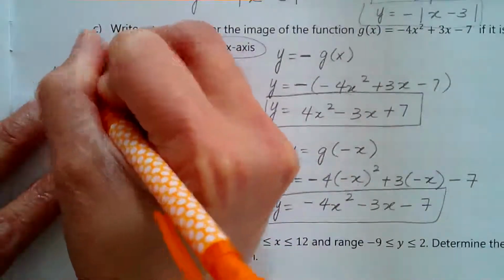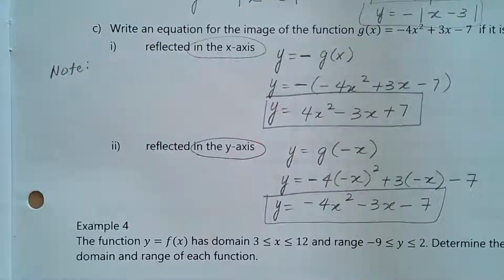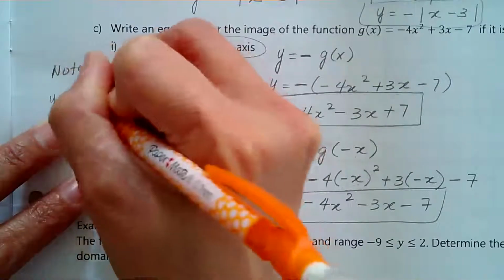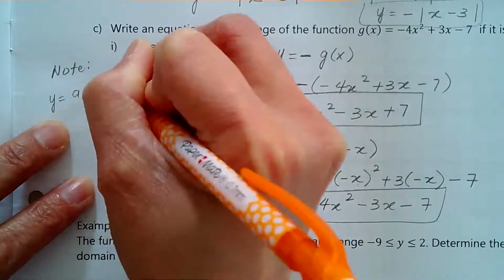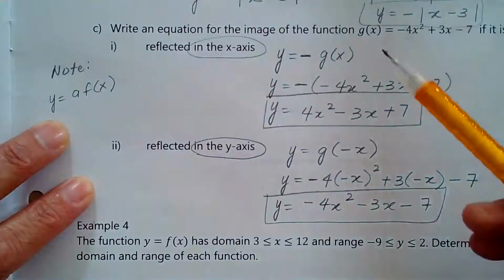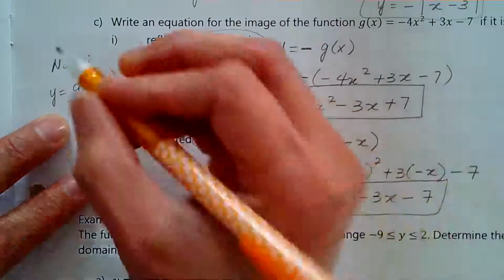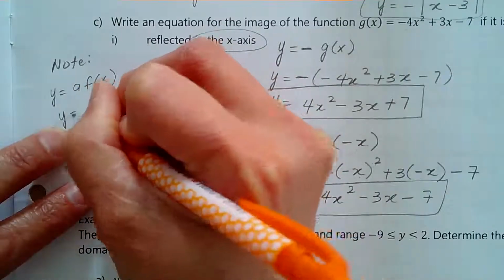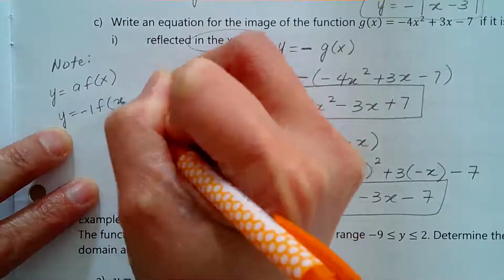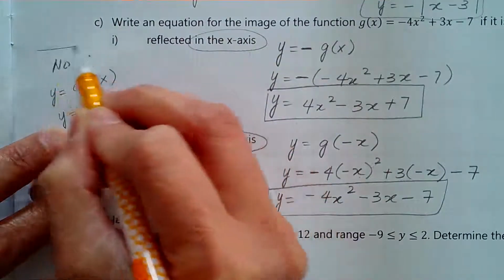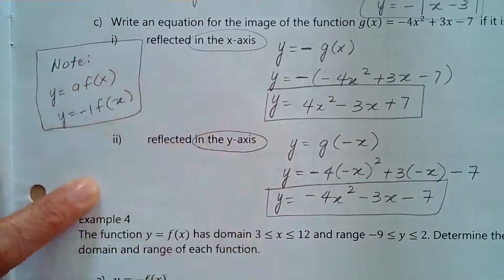Let's put a note here on the side, because we always want to connect what we're learning to something that we already know, right? And something that we already know is that y equals a f of x. So here, for the reflection on the x-axis, the a must be negative 1. So negative 1 times f of x. This is something that we already know from the previous topics.